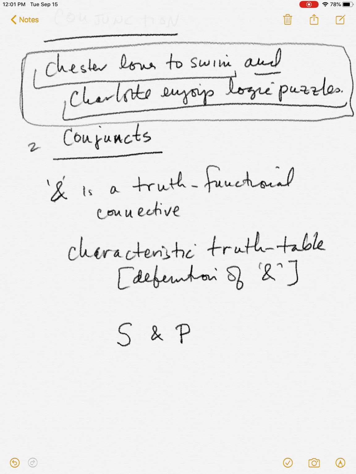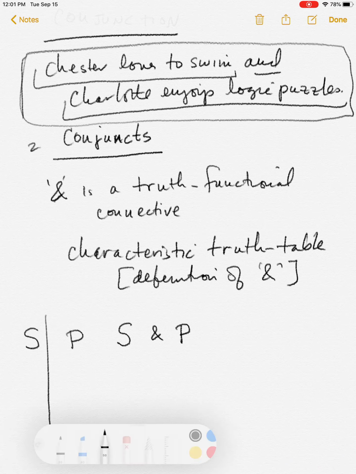Well, I'm going to tabulate them over here. So I'm going to write down the component sentences here. So S here again stands for, let's see if I can do this using some color.